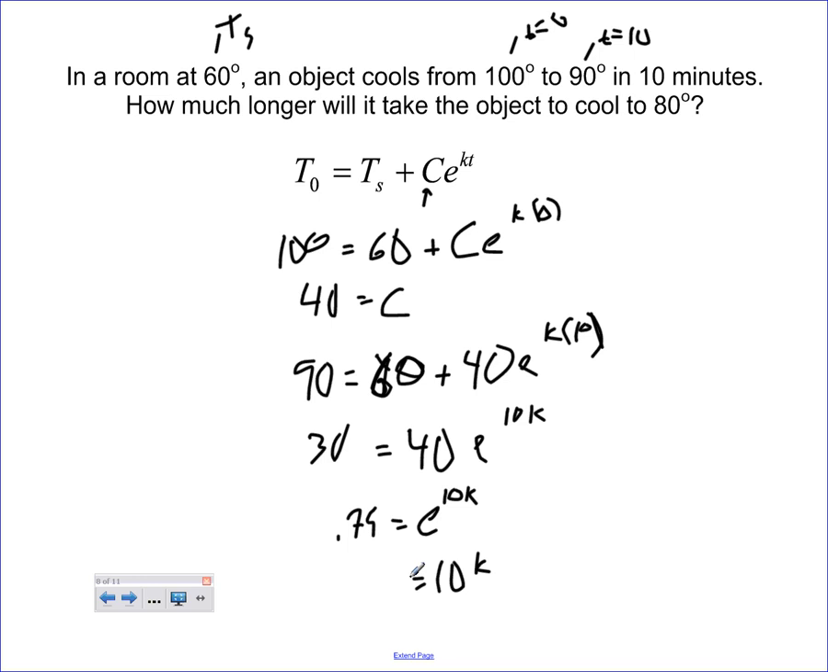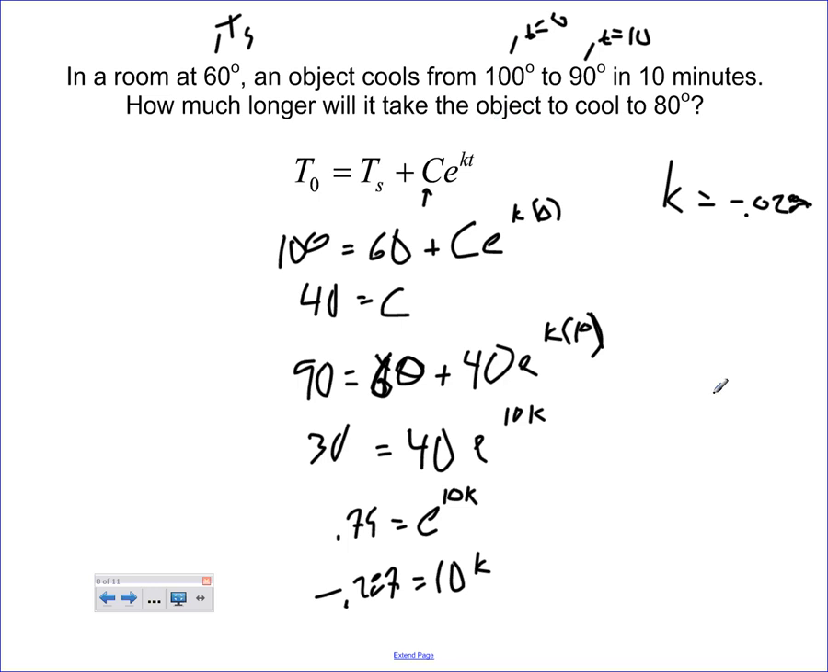Negative 0.287. Divide that by 10, and I end up with 0.0287. So K equals negative 0.0287. I've got my equation.